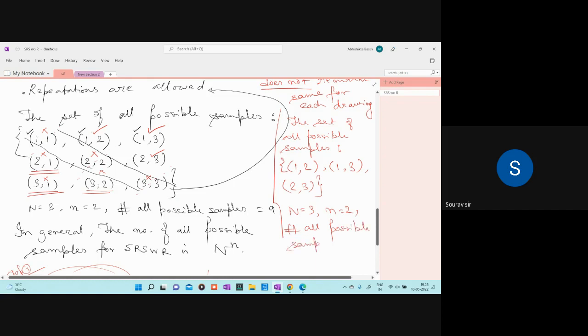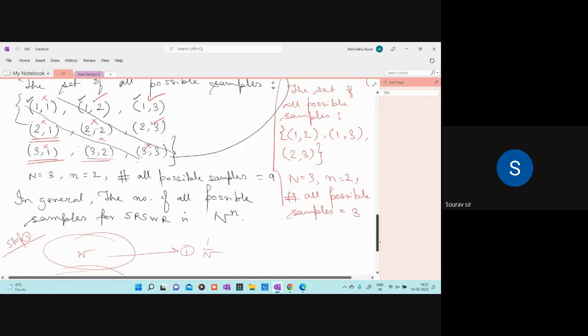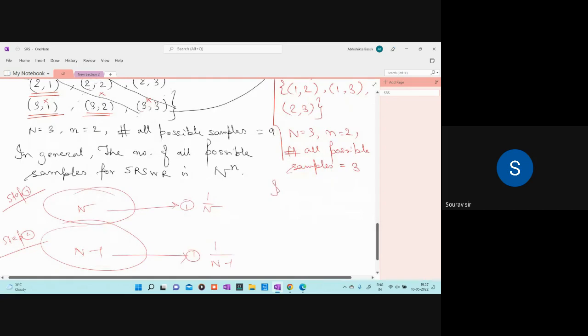samples is equal to 3. How are we getting 3? In general, the number of all possible samples for SRSWOR is NCn. Okay? Is it okay?